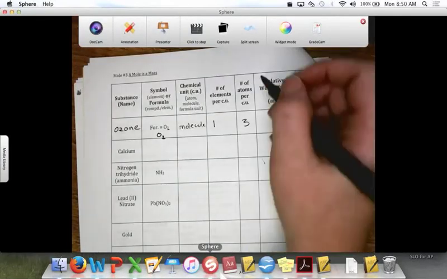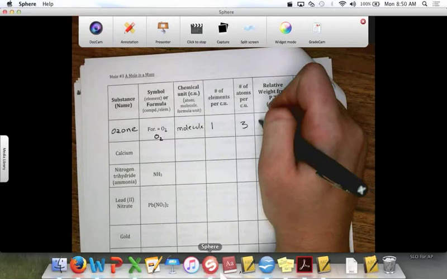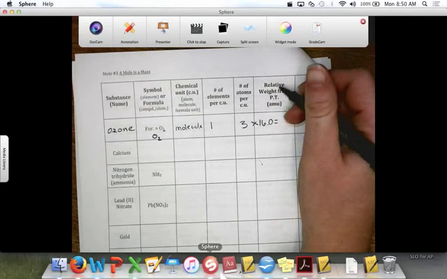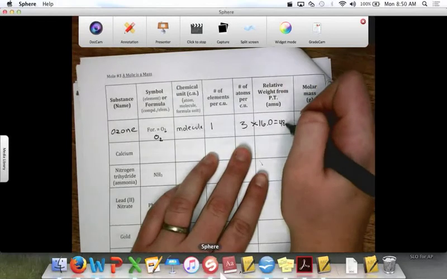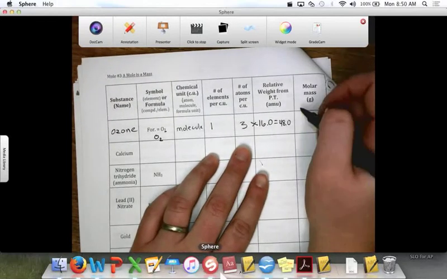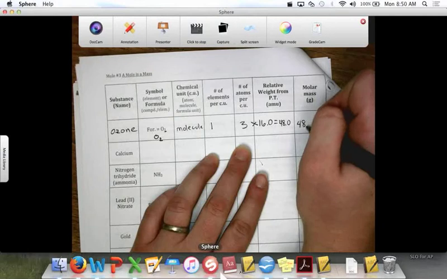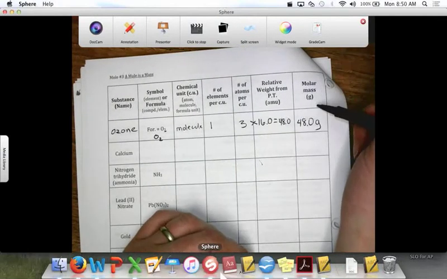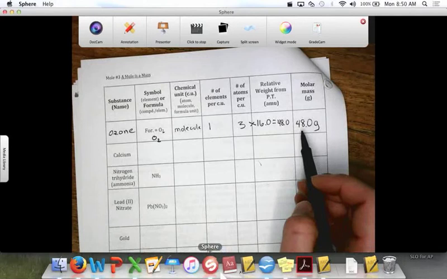So we're going to say we have 16.0, and we know that we're doing that 3 times. So that is equal to 48.0. So the molar mass is 48.0 grams. So 1 mole of ozone weighs 48.0 grams.